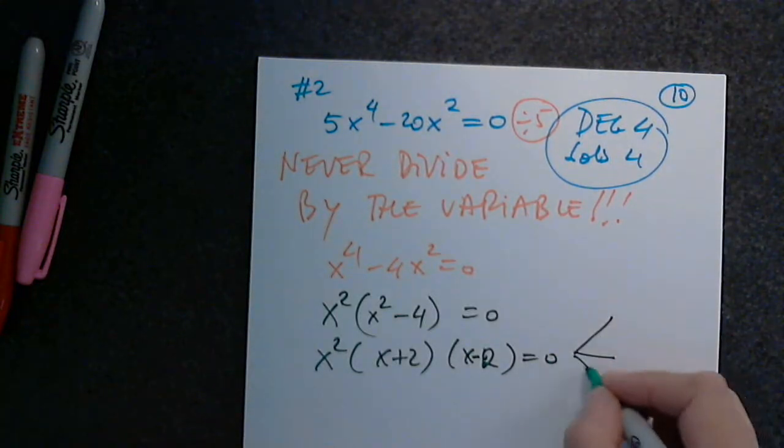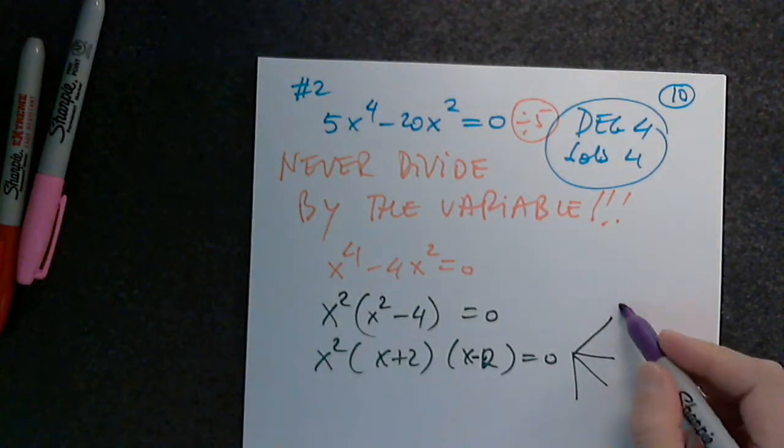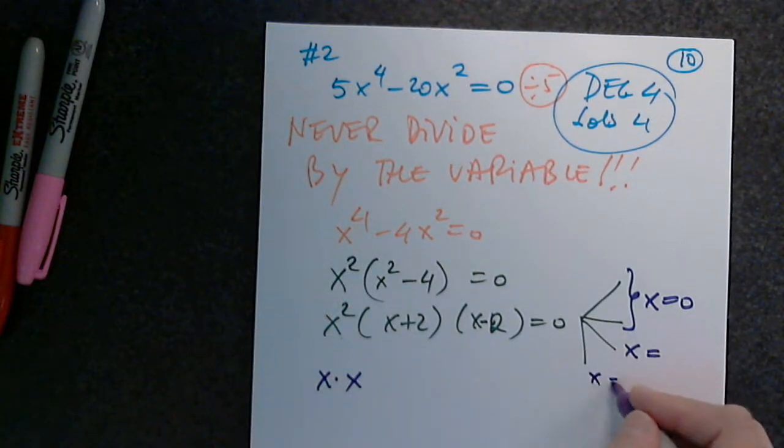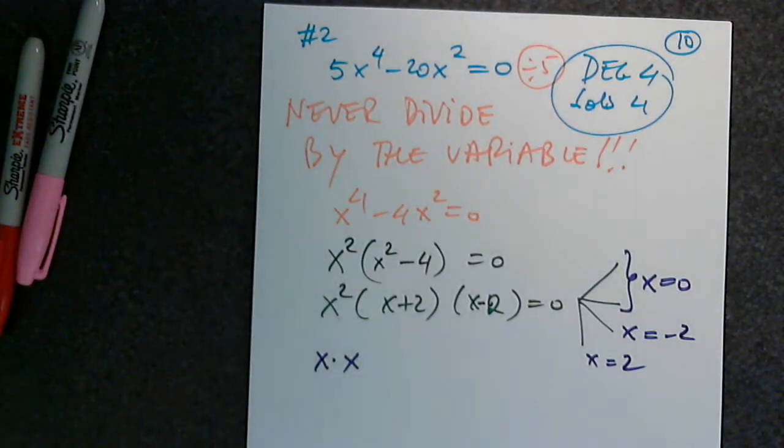I need 4 solutions. Even if some of them are the same, I still need 4 solutions. 0, 0. Exactly. The first 2 are x equals 0 from the factor of x squared, which is x times x. Great job. And then? Minus plus 2. Excellent. Well done.